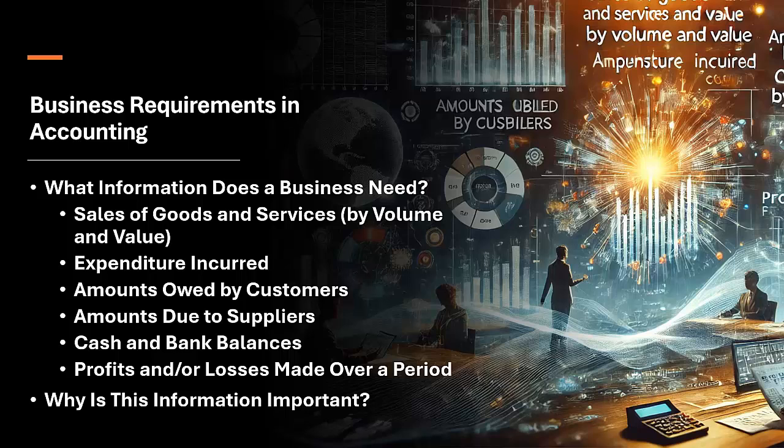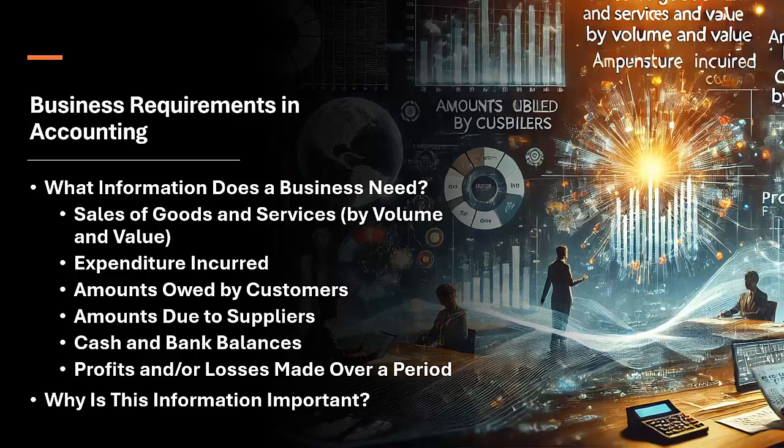6. Profits and/or losses made over a period. Ultimately, a business needs to know whether it is making money, profit, or losing money, loss, over a specific time, such as a month or a year. Example, if a business earns $50,000 in sales but spends $40,000 on costs, it has a profit of $10,000. If the costs exceed sales, it's operating at a loss. Profit and loss information guides long-term decisions like whether to expand, cut costs, or raise prices.